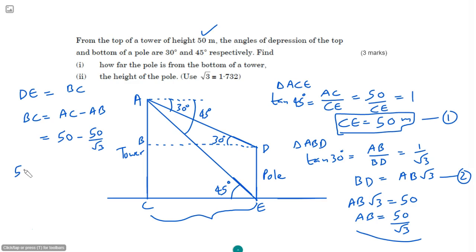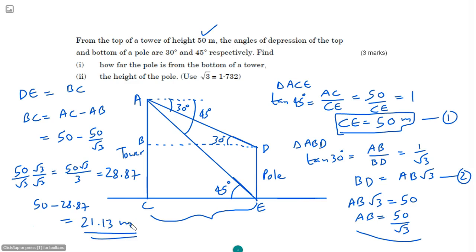Now to compute 50 by √3, let's multiply both numerator and denominator by √3. So this becomes 50√3 by 3. If you use the value of √3 which is given in the question, this becomes equal to 28.87. And therefore the height of the pole is going to be 50 minus 28.87, which is 21.13 meters. So that will be the height of the pole.